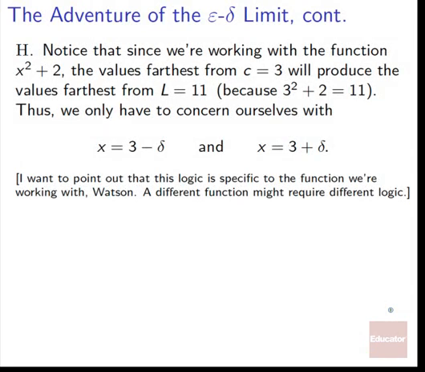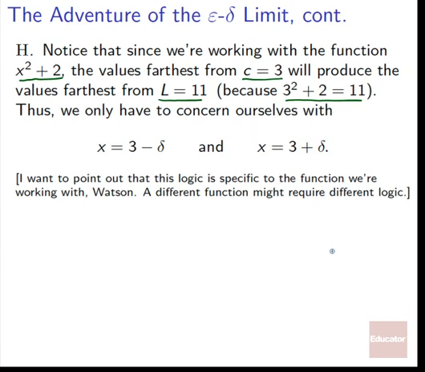Notice that since we're working with the function x squared plus 2, the values farthest from c equals 3 will produce the values farthest from L equals 11, because 3 squared plus 2 equals 11. Thus, we only have to concern ourselves with x equals 3 minus delta and x equals 3 plus delta, if that didn't quite make sense, Watson. What we've got here is 3. At some horizontal location, 3, we know that it spits out the vertical height of 11. So as we get farther and farther to either side, we will wind up getting farther and farther from 11.